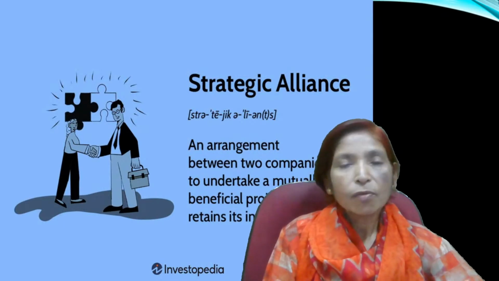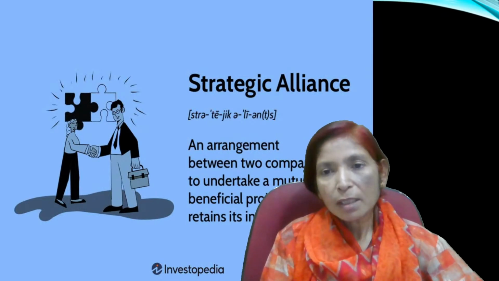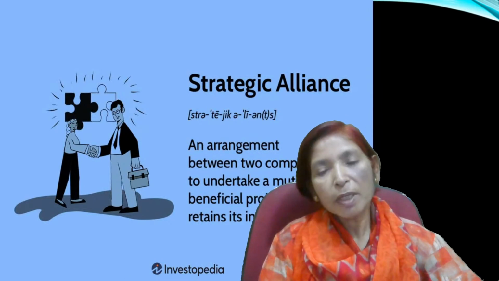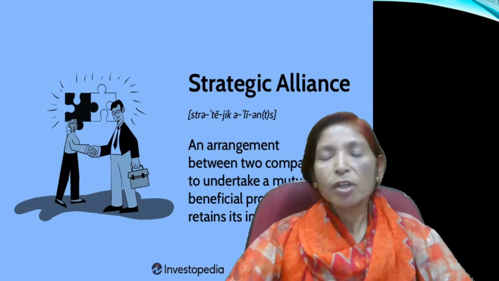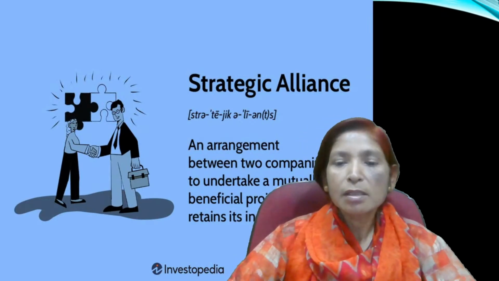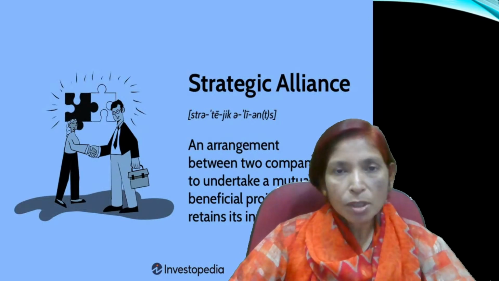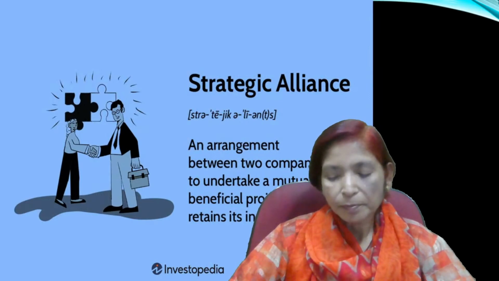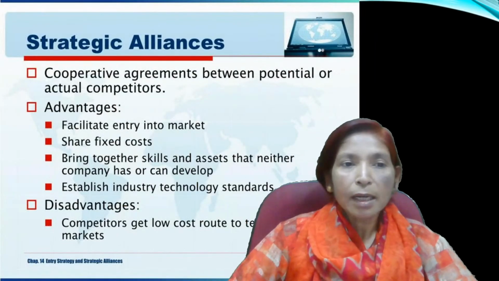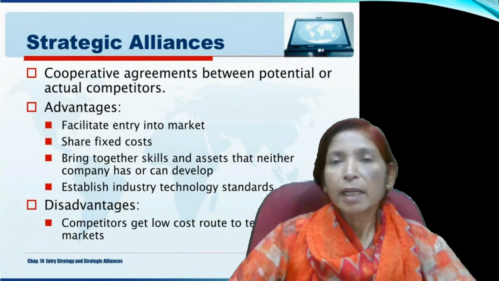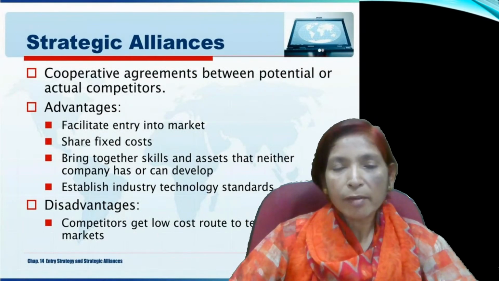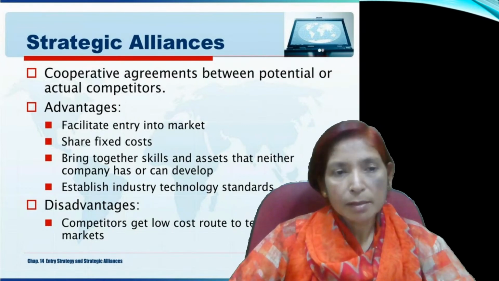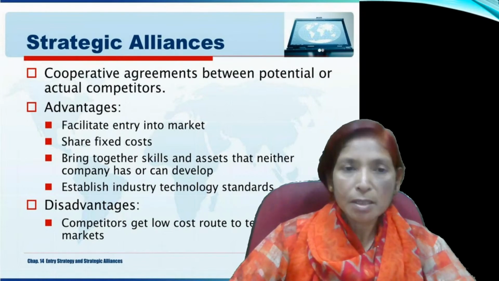Alliance means not only through merger or acquisition can firms enlarge their size. Some strategies they can follow for alliances. So strategic alliance is an arrangement between two companies or more than two companies to undertake a mutually beneficial project while each retains its independence, or without ignoring the independence of the business firm. Strategic alliances are generally known as cooperative agreements between potential or actual competitors. It has so many advantages.